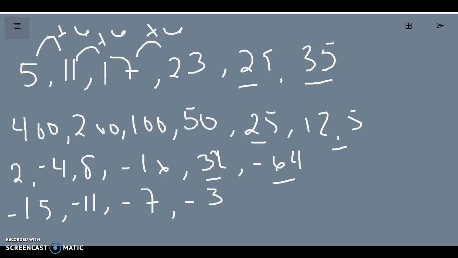And then the last one, I have negative 15, negative 11, negative 7, and negative 3. It looks like I'm adding 4 to the previous term. So if I add 4 here, add 4 here. So if I add 4 to this one, I get 1. Then add 4 here, I get 5. And so those are my next two terms.